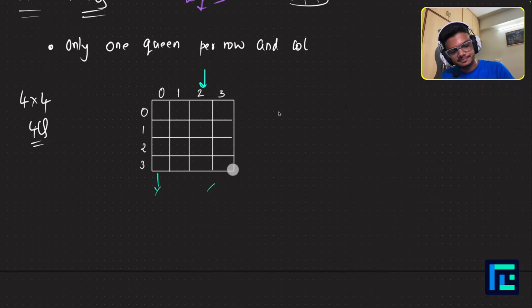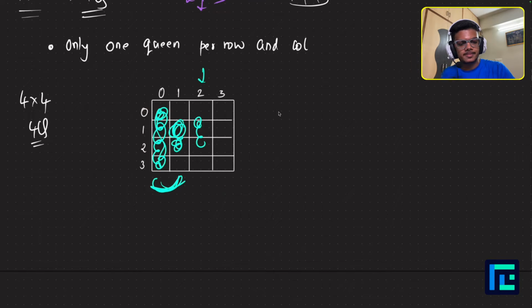So what I'm saying is, you go through all the columns one by one. Let's say we start from the 0th column. You try to place a queen in every possible way here, and for every possible way here, you try every possible way here. Similarly, for every total possible combination of these two, you try to place a queen in every possible way here, and so on and so forth.